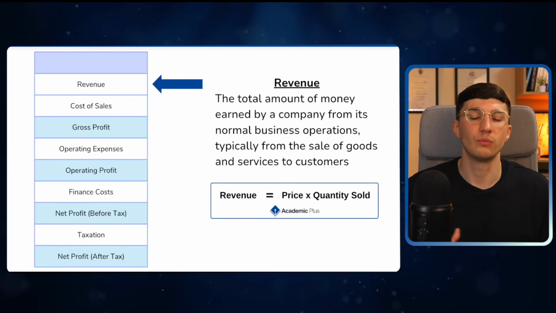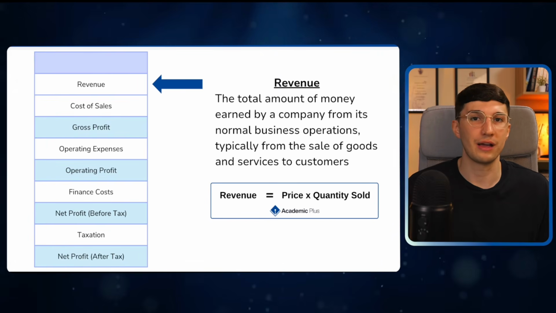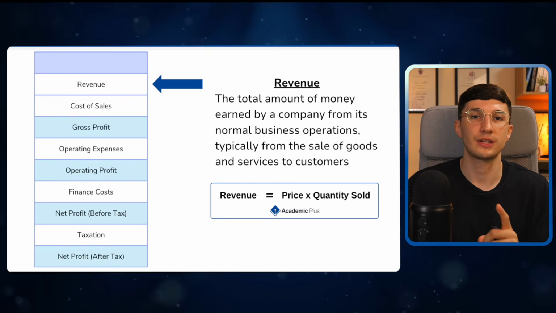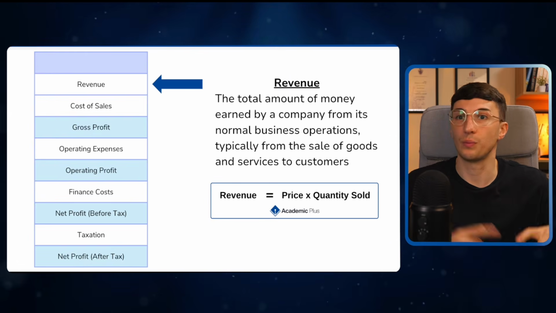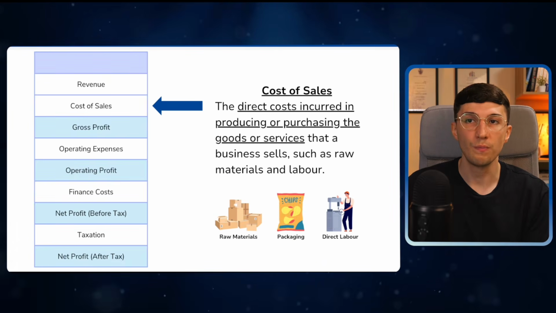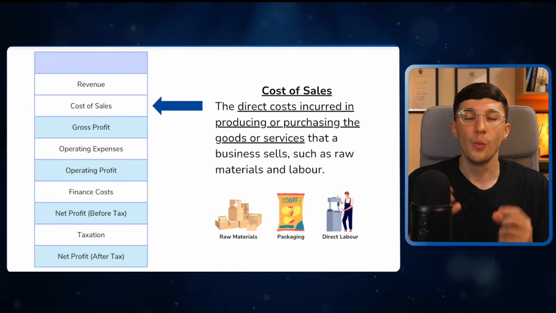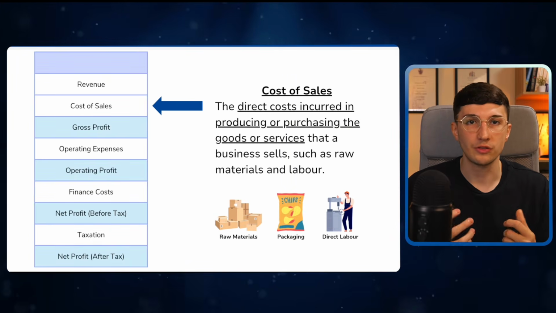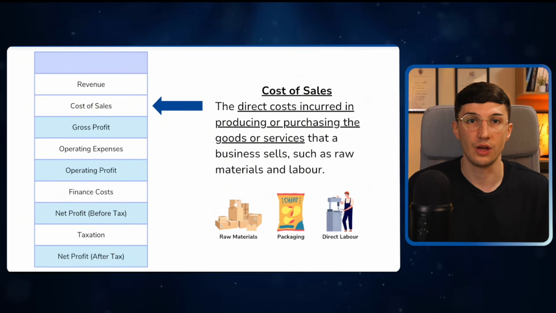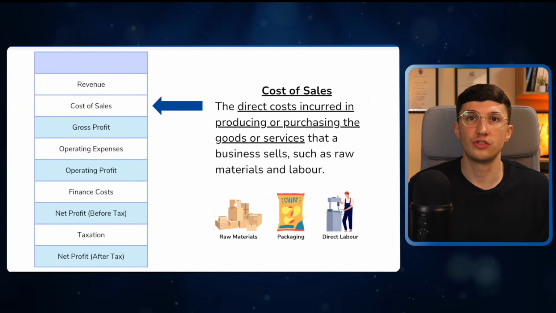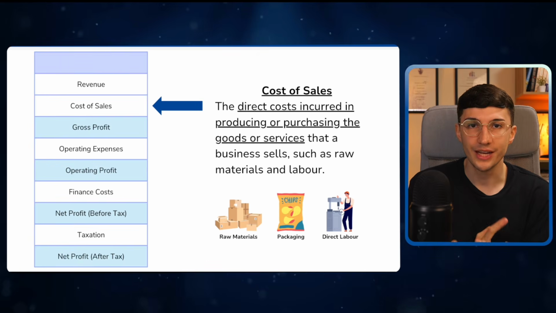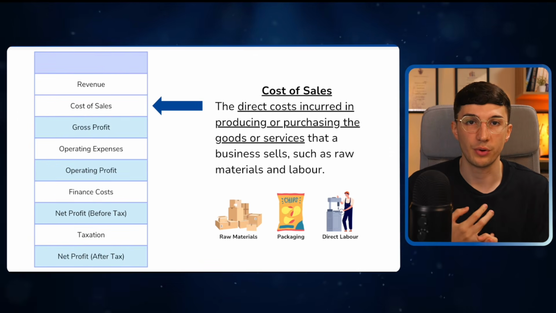We've got revenue. We know what revenue is, the money that we make from selling products and services, calculated by taking the selling price times by how many units we sell. Now we've got cost of sales. Well, essentially these are the direct costs that go into making a product or service. So you can factor in costs such as the direct labor, the raw materials that we use, the packaging of the product itself.